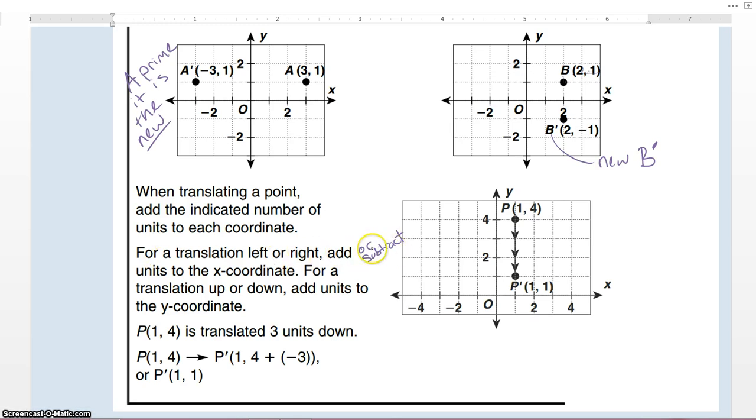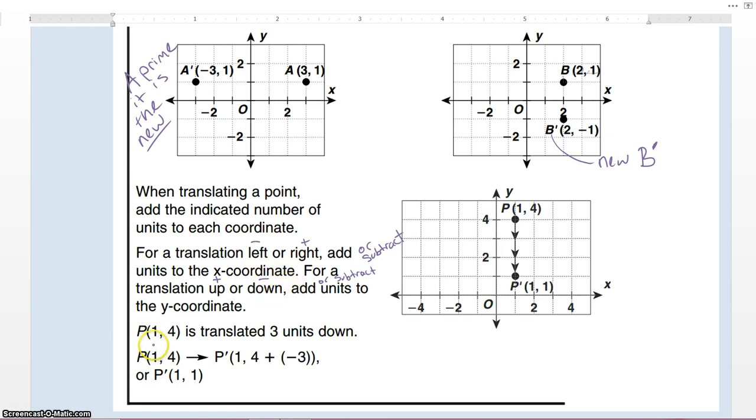Left and right, you add or subtract. So right would be, you're going to add units on, left would be you'd subtract, to the x-coordinate, because the x-coordinate is what tells you to go left and right. For a translation up or down, you add or subtract units to the y-coordinate. So if it's going up, you're going to add coordinates on. If you're going down, you're going to subtract coordinates off.